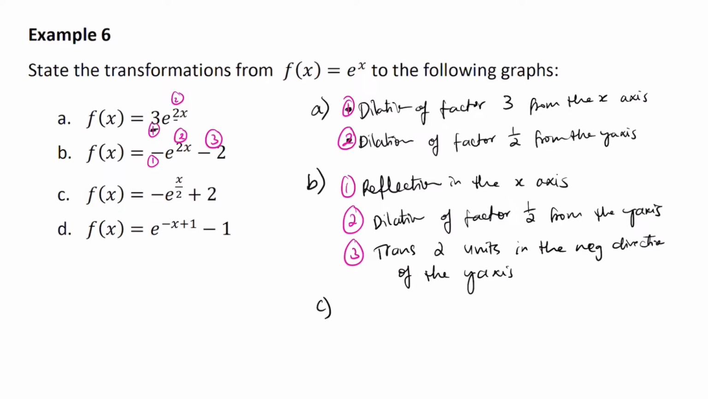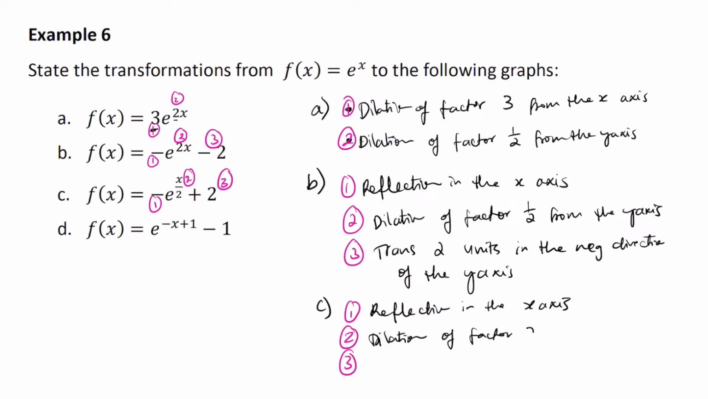If we look at C, we can see we've got 1, 2, 3. It's going to be very similar to above. We've got a reflection in the x-axis. This time, we still have a dilation from the y-axis, but because it's flipped, if we flip 1/2, it becomes 2. So a dilation of factor 2 from the y-axis. And then for part 3, we've got a translation of 2 units in the positive direction this time of the y-axis. And finally, for part D, now this is an interesting one.